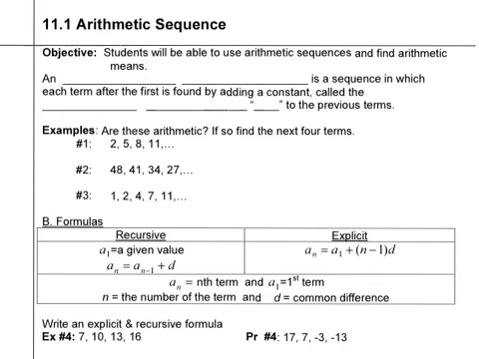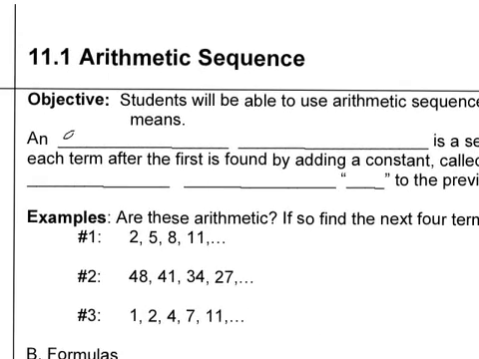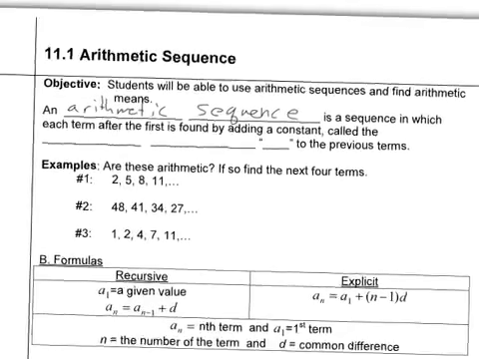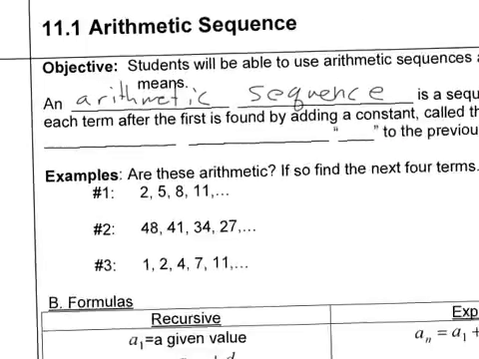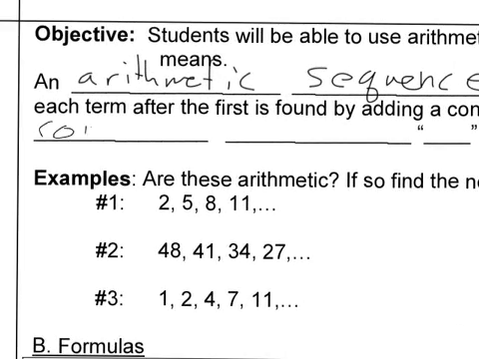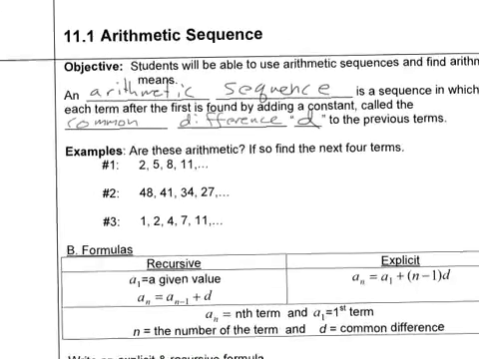Okay, 11.1 arithmetic sequence. Students will be able to use arithmetic sequences and find arithmetic means. So first up, an arithmetic sequence is a sequence in which each term after the first is found by adding a constant called the common difference. The common difference is also known as d for difference.